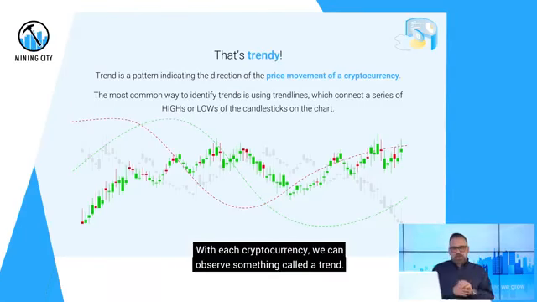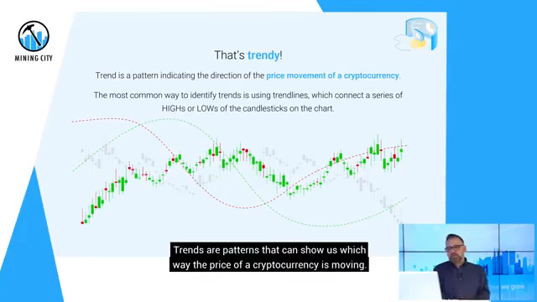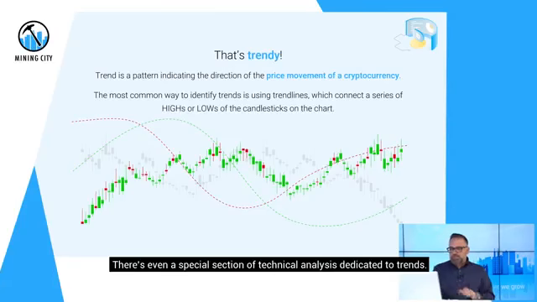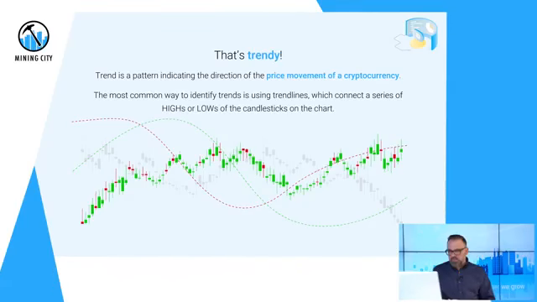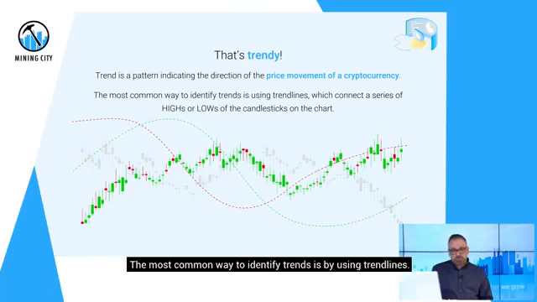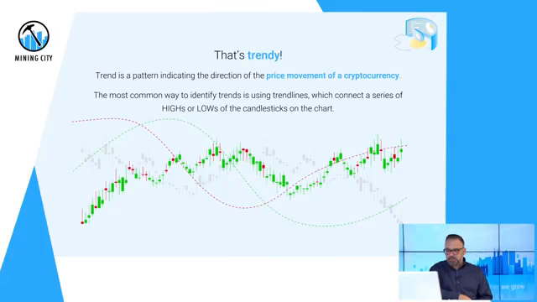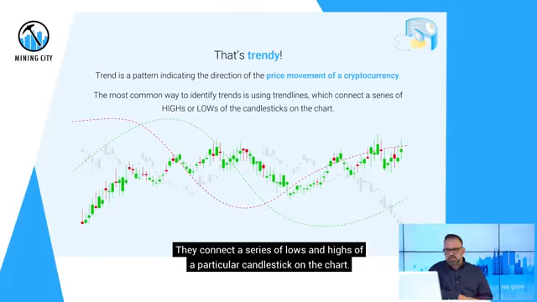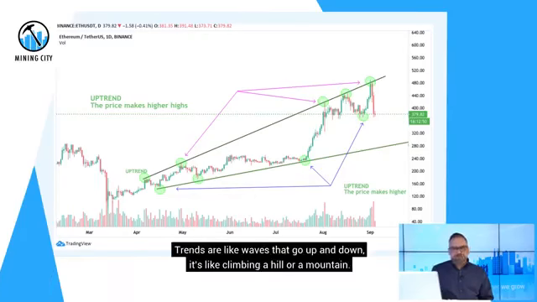With each cryptocurrency there is, we can observe something called a trend. Now, trends are patterns that can show us which way the price of a cryptocurrency is moving right now. There's even a special section of technical analysis dedicated solely to trends. It explains different trends and helps traders understand what is happening with the price. The most common way to identify trends is by using trend lines. They connect a series of lows and highs in a particular candlestick on the chart. So let's see how that happens.